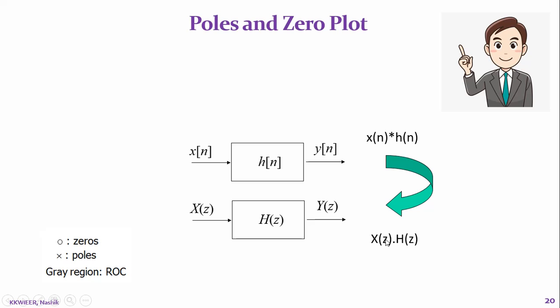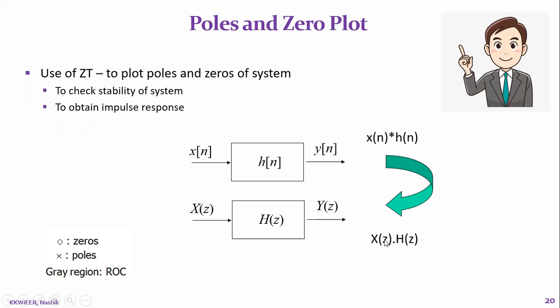Now, what is the pole zero plot? The use of Z transform to plot the pole zero of a system is to check the stability of the system and to obtain the impulse response. The pole zero plot can be given with x of n and h of n. If you convolve x of n with h of n, you will get y of n. Similarly, in Z transform, multiplying X of z by H of z, you will get Y of z.